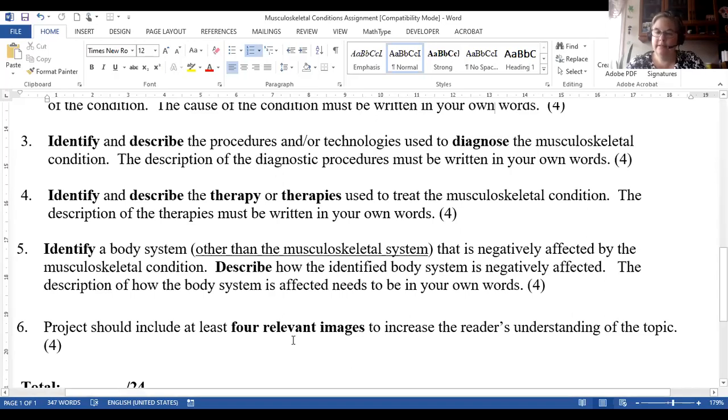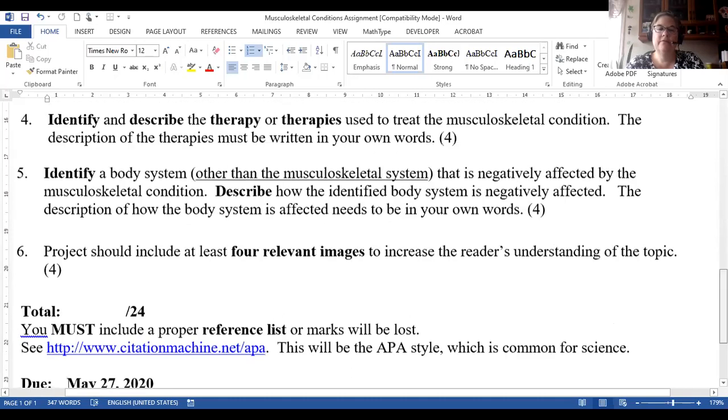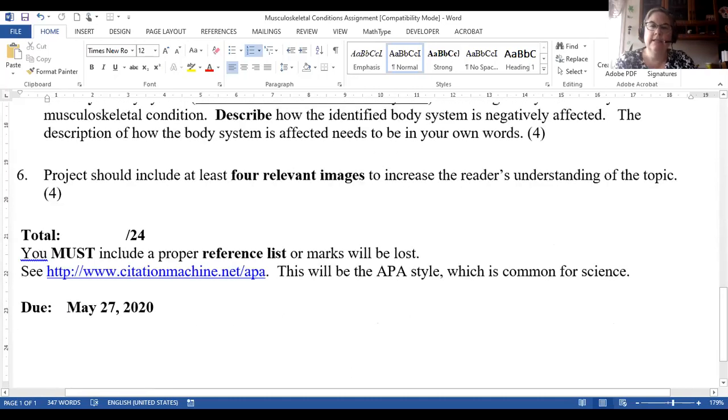And then 4 relevant images. Okay, so just scroll down here. So again, it's out of 24. You need a proper reference list. So some of you just gave me a list of URLs, so I took a mark off if you didn't put it in the proper format. If you gave me nothing, I took 5 marks off, because you have to give credit where credit is due. So you have to tell me where this is coming from. And it's due on Wednesday.